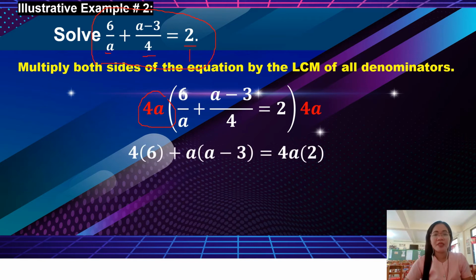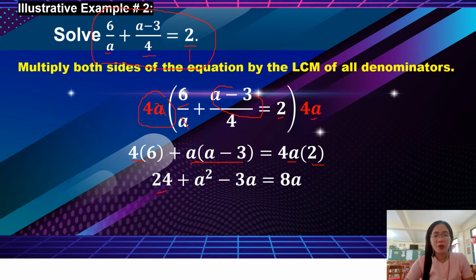So now after which we're going to simplify. 4A divided by A, so we're going to cancel out A, nabilin kay 4. Dayon times 6, kani siya nga 6. Then afterwards, 4A divided by 4, na-cancel si 4, nabilin A. Dayon, copy this 1 times A minus 3 equals 4A, copy 4A, dayon times 2. Next, simplify. 4 times 6, that is 24.